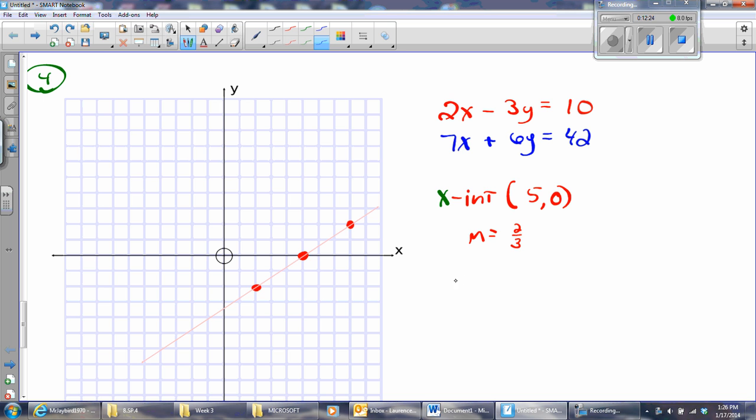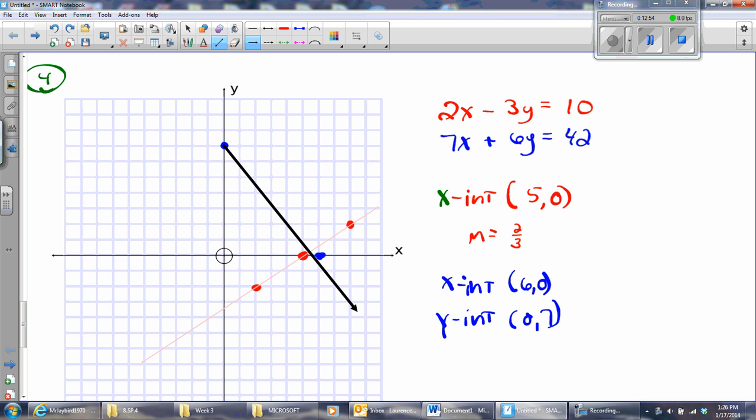For this one, both the x-intercept and y-intercept seem easy. I think I'll go the x-intercept, and that'll be 6, 0. And the y-intercept will end up being 0, 7. All right, so 1, 2, 3, 4, 5, 6, 7. And then 6, 0 should be right here because that one was 5, 0. And so I'm going to do this.